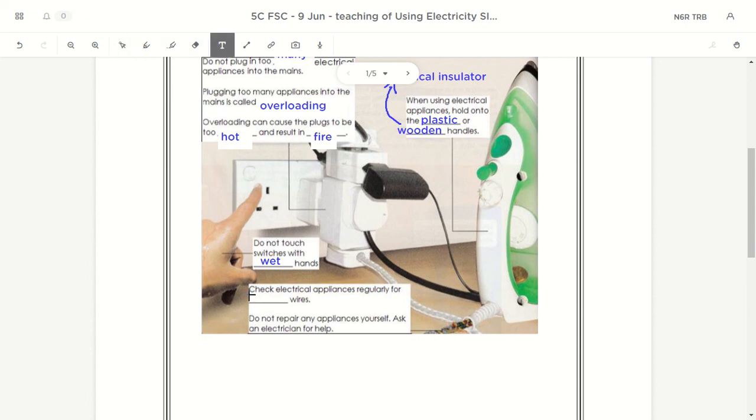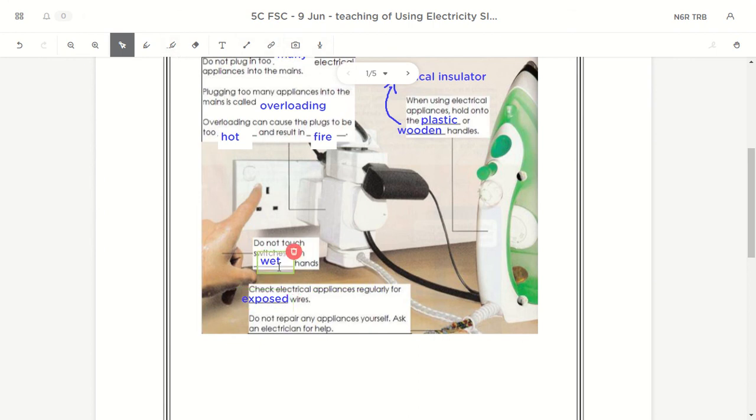The electrical wires connecting appliances will go through wear and tear, and sometimes the wires can be exposed. That means you can see the bare wires coming out, and it's very dangerous because electricity is still passing through them. If you accidentally are not careful and touch the wires, you can get an electric shock.